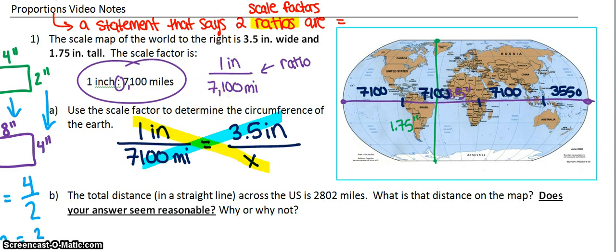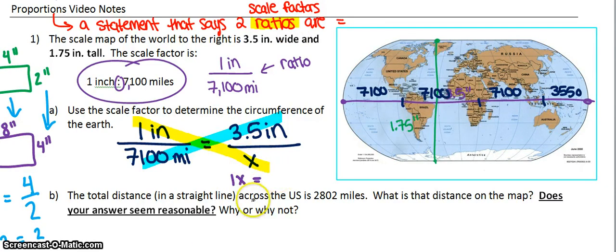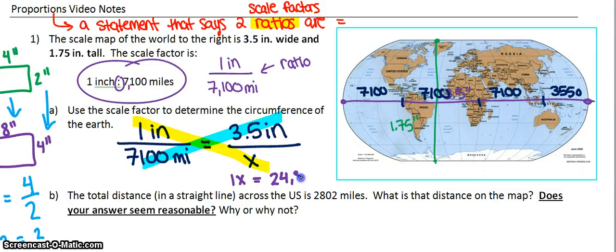So across this diagonal, you have 1 times x, which is just 1x. And then across the other diagonal, you have 3.5 times 7,100, which equals 24,850. Now, 1x is just the same as saying x, so I already have solved this without doing any additional work, and you get the same answer you got when you just multiplied by 3.5.